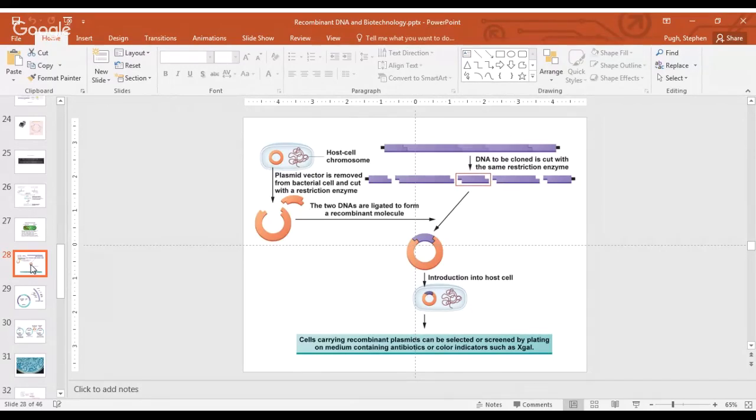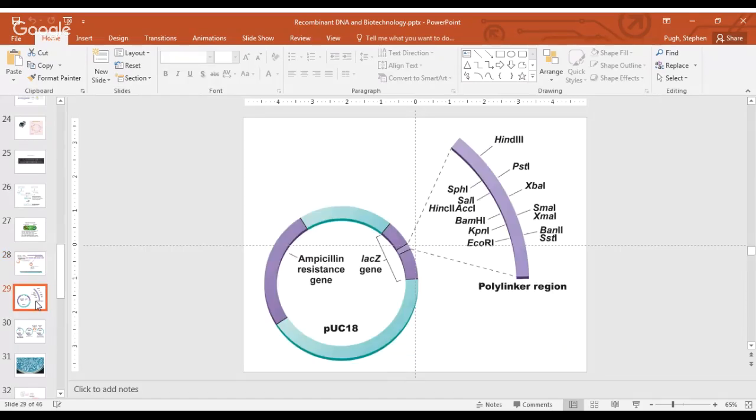And we simply introduce that plasmid back into a bacterial cell. And now that bacterial cell has that plasmid. And if it can transcribe and translate that gene, it will produce whatever protein product was coded for by the piece of DNA that we inserted. So we can essentially induce a bacterial cell to produce the product of any gene that we can isolate with a restriction endonuclease. Now, it sounds easy.